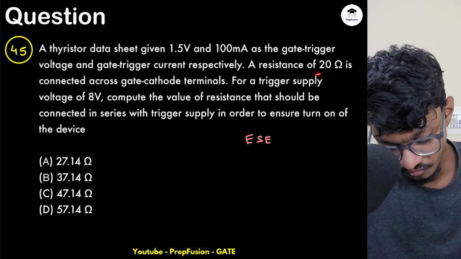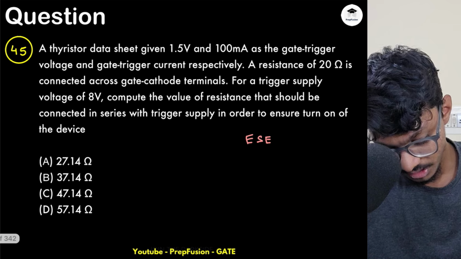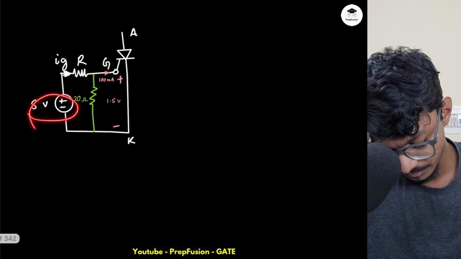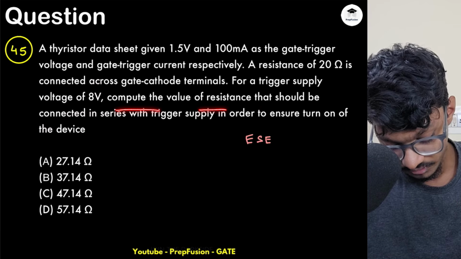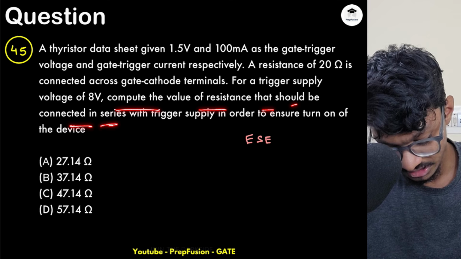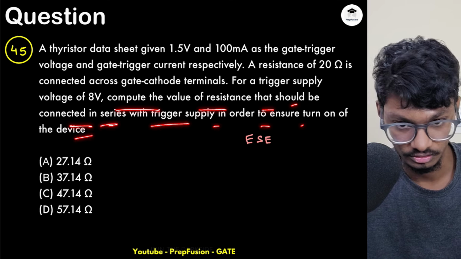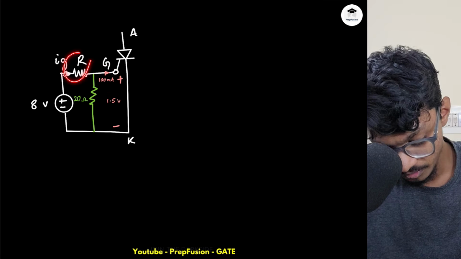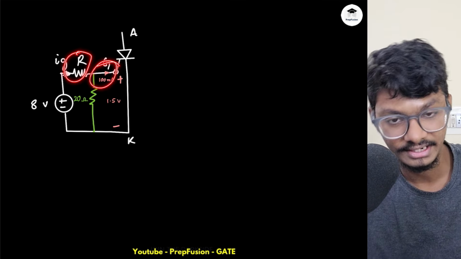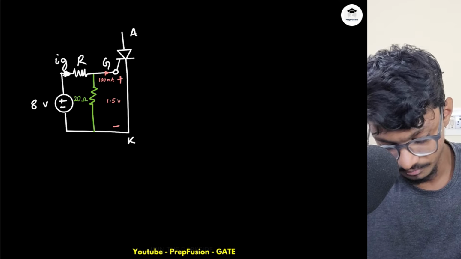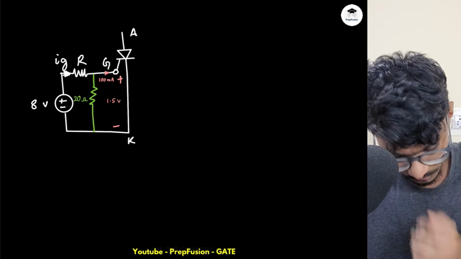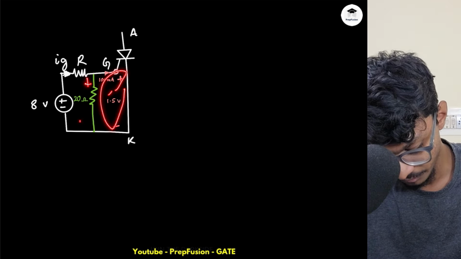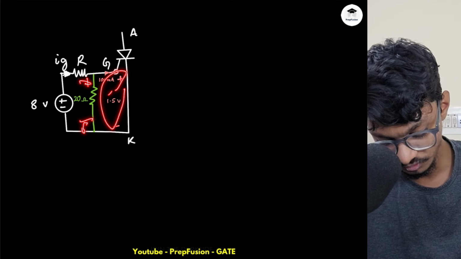So a resistance of 20 ohms is connected across the gate, as I mentioned. For a trigger supply of 8 volts, compute the value of the resistance that should be connected in series with the trigger supply in order to ensure turn on. So I need 100 milliamperes of current. What should be the value of R here so that I get at least 100 milliamperes of current? So I have to write the equations here. This voltage is 1.5 volts.